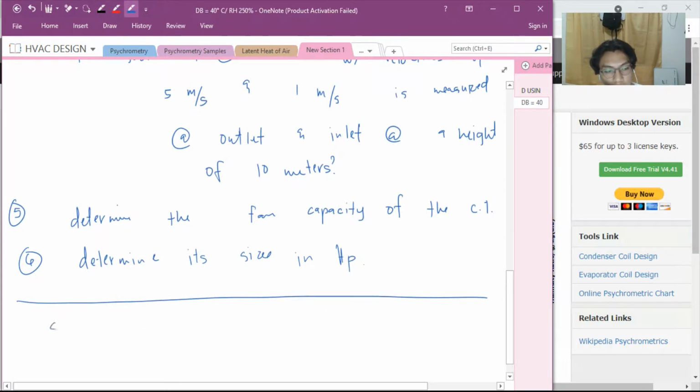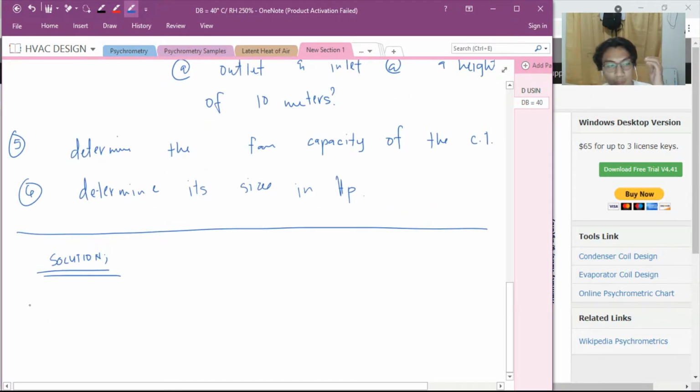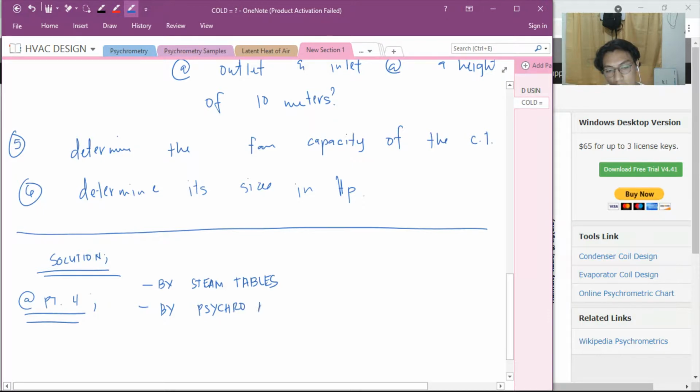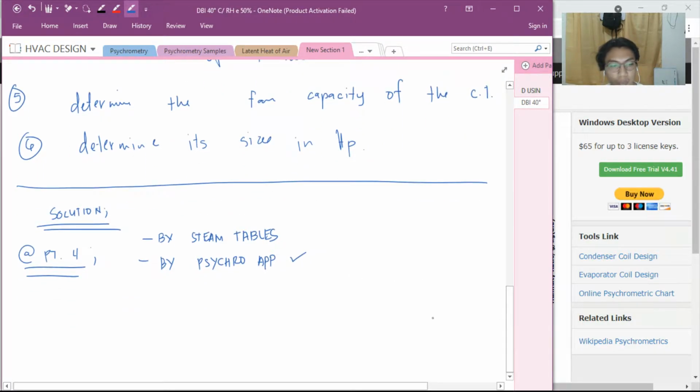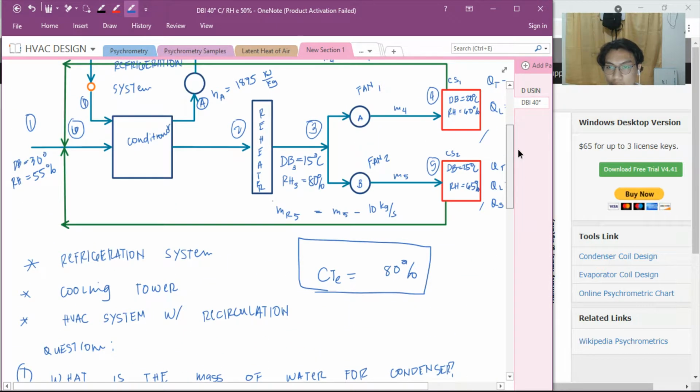Solution. Always go with the condition spaces lang. At point 4 muna tayo. Pwede tayong by steam table or by cycro up. Pero, para mabilis, cycro up tayo. Now, ano mga alamin natin sa 4? Ilista muna natin. Ang given data sa 4, you have dry bulb temperature that is 20 degrees Celsius, and then RH na 60%.